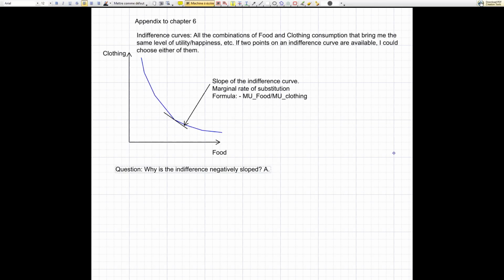There's only a limited amount of clothes and food that you could consume. Not exactly. Here we're talking about tastes. I could consume, and well, it's true that at some point I'm just going to be buried below tons of clothing and food, so I don't really need it. But in principle, what we're saying is we could always have some more, and we would be a bit more happy.